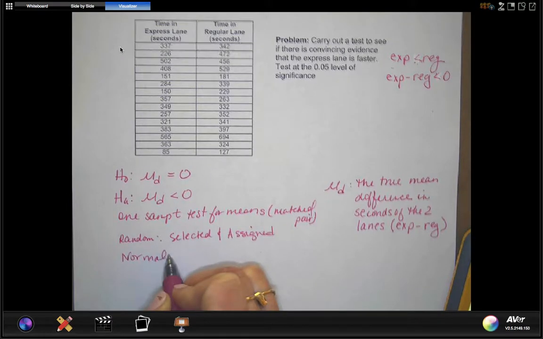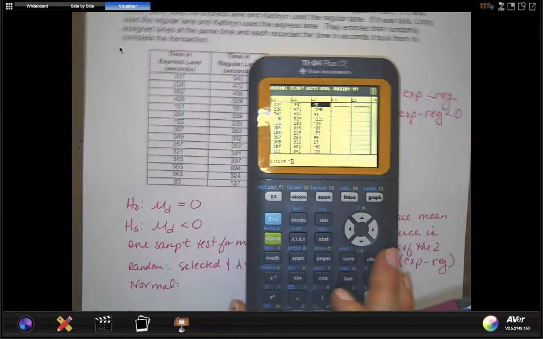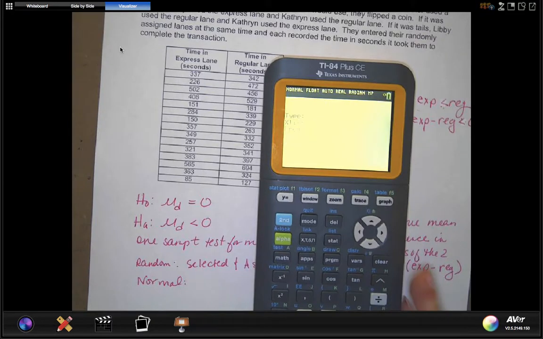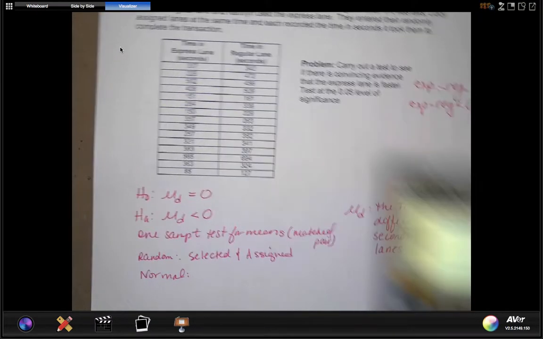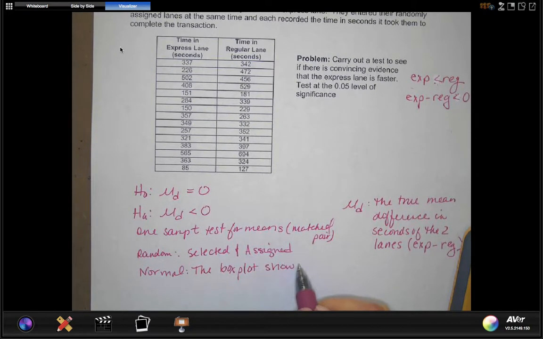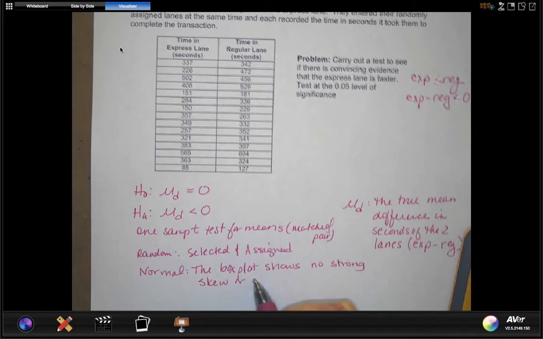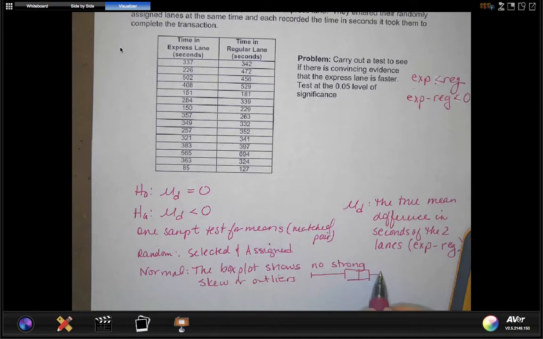All right, my normal check. So I'm going to have to look. This doesn't say anything about the population being normal. The sample size is not bigger than 30, so I'm going to have to look at a graph. And I'm looking at a graph of that L3. Okay, so the box plot shows no strong skew or outliers.